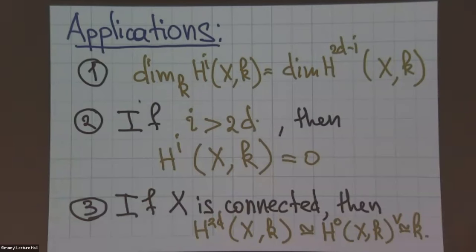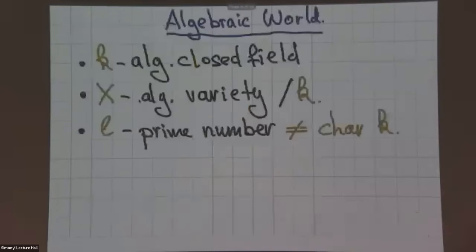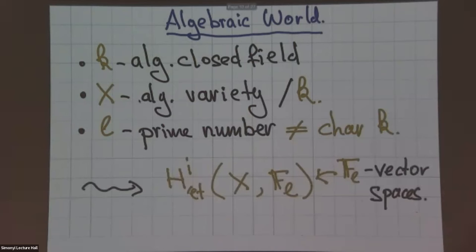Now I want to discuss the next instance of Poincare duality, which happens in the algebraic world. Now we fix an algebraically closed field K, an algebraic variety over K, and a prime number l which is different from the characteristic of K. Again, given this data, we can define the etale cohomology groups with coefficients in F_l. Whatever these objects are, they are at least F_l vector spaces.